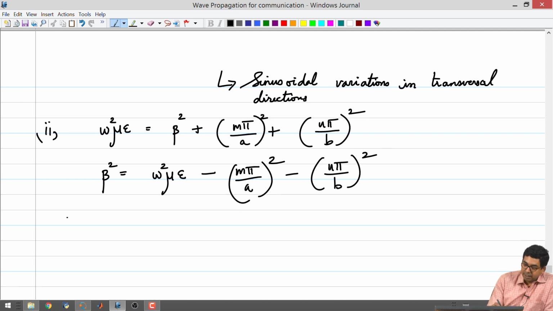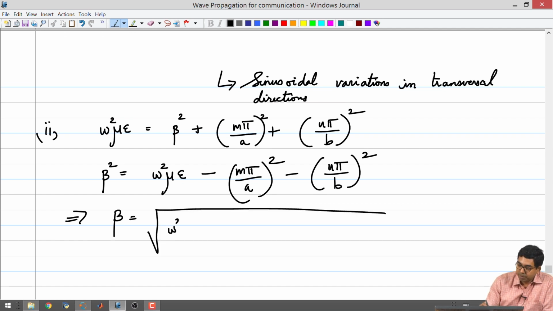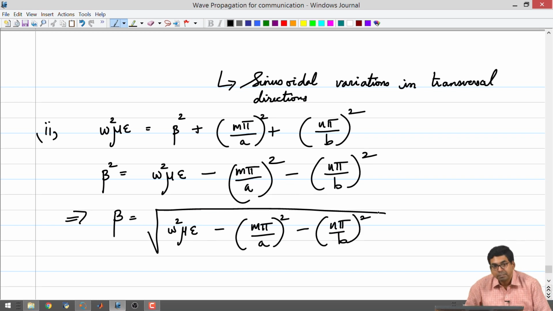And I can write that this implies I can take square root on both sides. So, beta will be square root of this entire term. So, it is omega square mu epsilon minus... just rearrangement and taking a square root, and I can also make a similar analysis to what I did with my parallel plate waveguide.